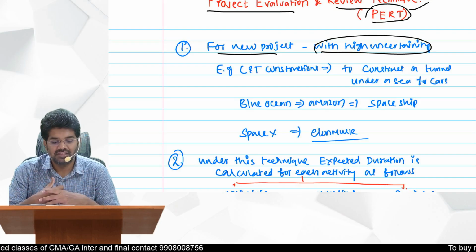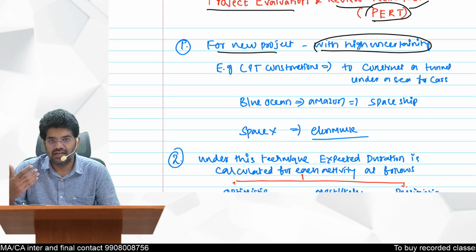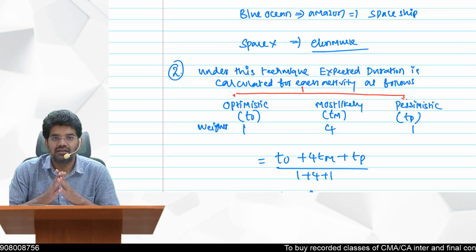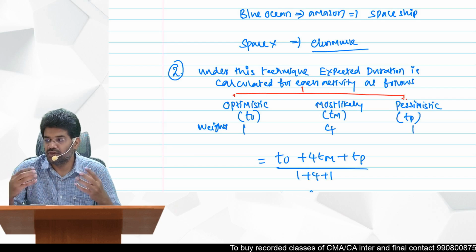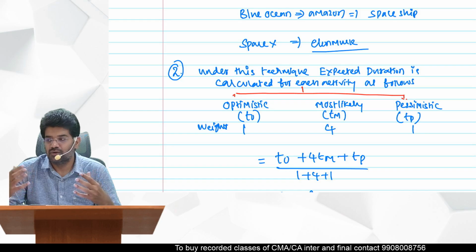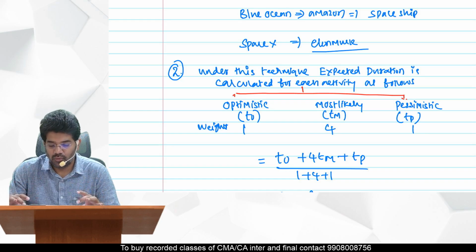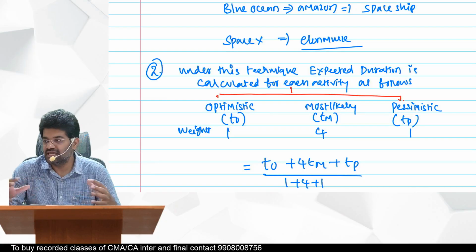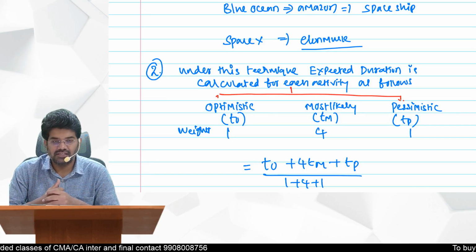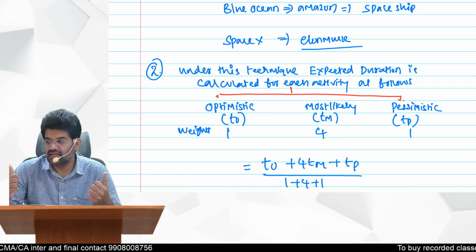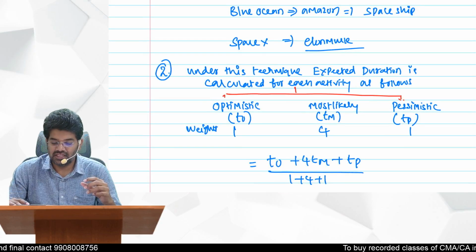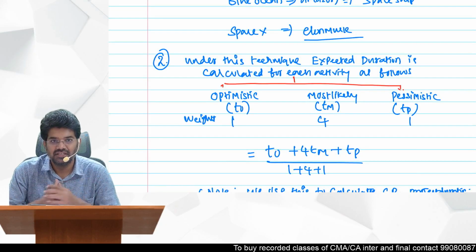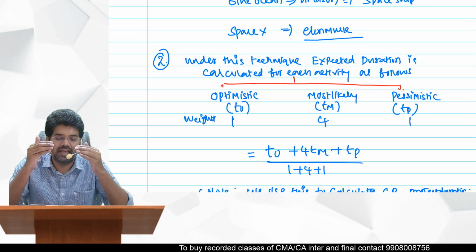So for new projects, always the biggest challenge is knowing what is the duration for each of the activities. This is calculated with the help of three types of situations, like best, worst, in between. The duration is calculated with the help of these three factors: optimistic, most likely, and pessimistic. These are the three scenarios which we consider, and we give weight to them and then calculate the weighted average duration. This we do for every activity.